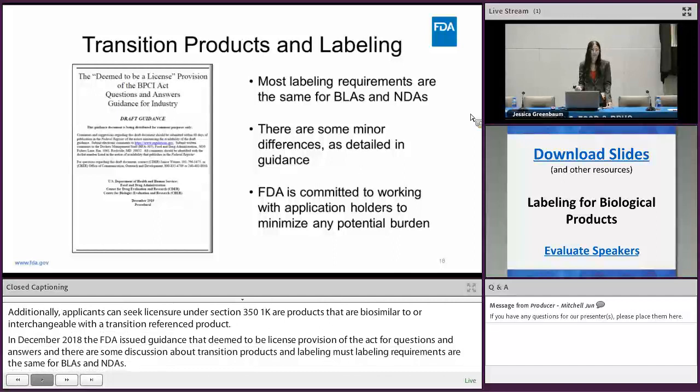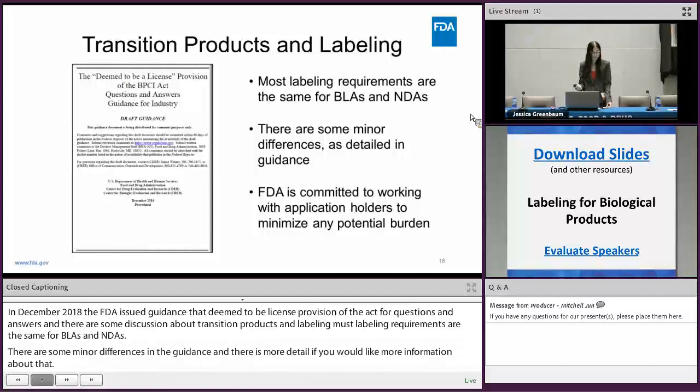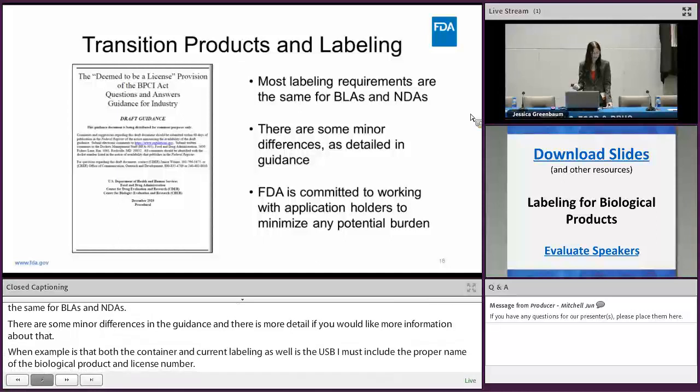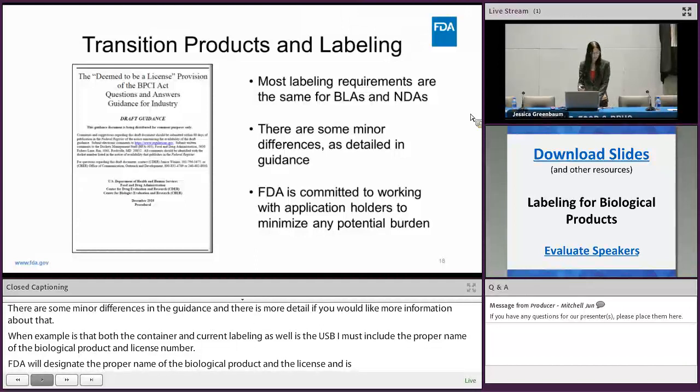One example is that both the container and carton labeling, as well as the USPI, must include the proper name of the biological product and the license number. And note that FDA will designate the proper name of the biological product in the license. As noted in an earlier slide that Ruby discussed, as discussed in draft guidance, FDA does not intend to apply the naming conventions to the transition products. So in other words, the proper name that was designated in the license would not receive the distinguishing four-letter suffix.